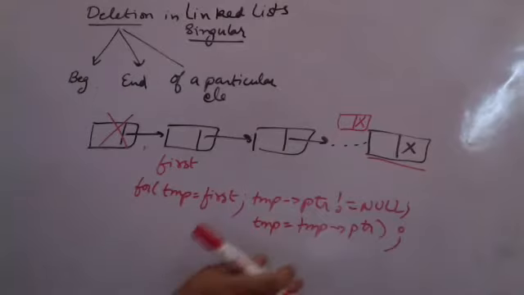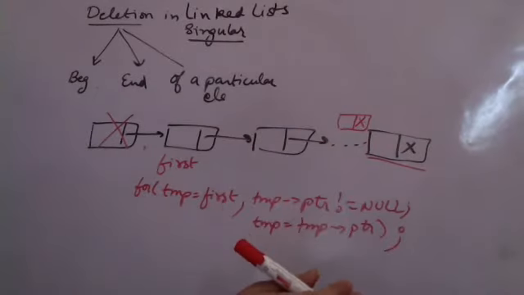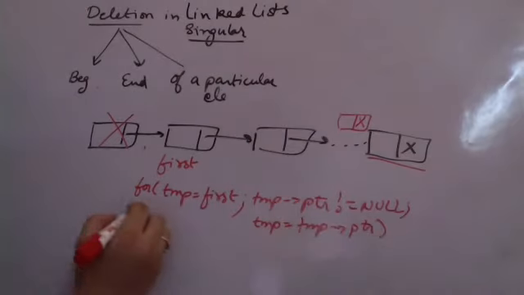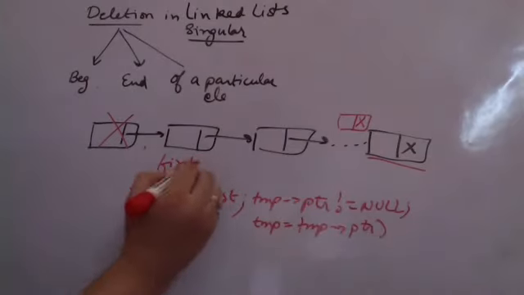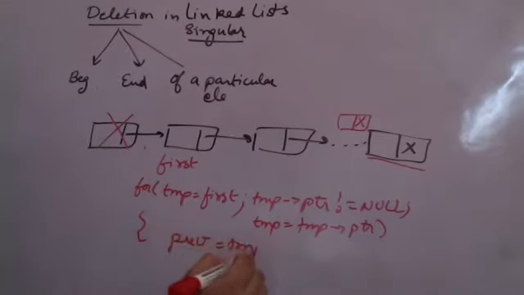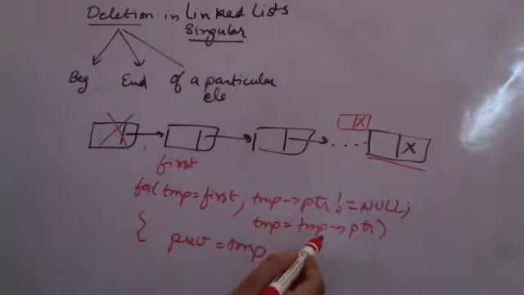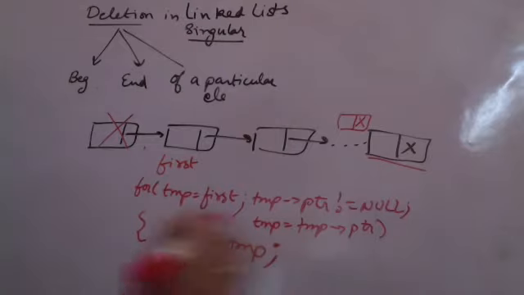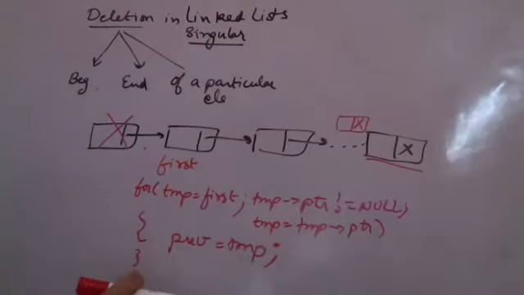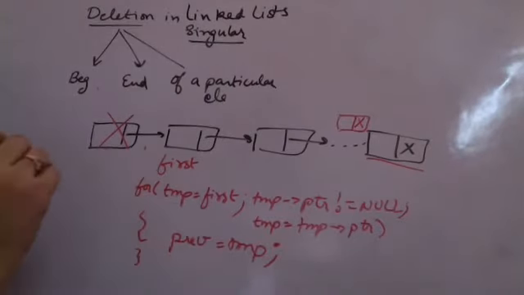Now we would have traversed, but in this case we have lost the previous. So I don't want to lose the previous. So I take a variable previous, and I say that previous is equal to temp. Then it will be doing temp is equal to temp pointer, and the previous will be saved here. So when we come out of the loop, what will happen? Let's try to dry run this.